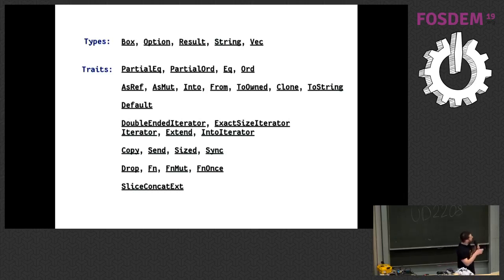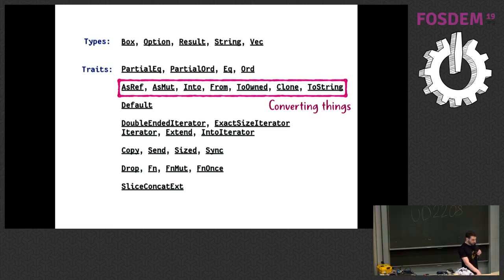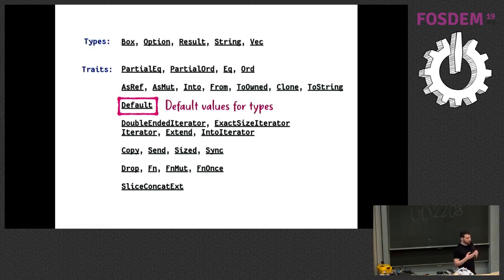You have all those partial equal and partial ordering traits and so on, and I can group that up even more for you. The first set of traits is for ordering things. The second part is for converting things: making it a reference, making it mutable, converting it from or to another type, into a string, cloning it, and so on. The third set is for just the default value of your thing. Sometimes very helpful. For example, the default of a string is an empty string.